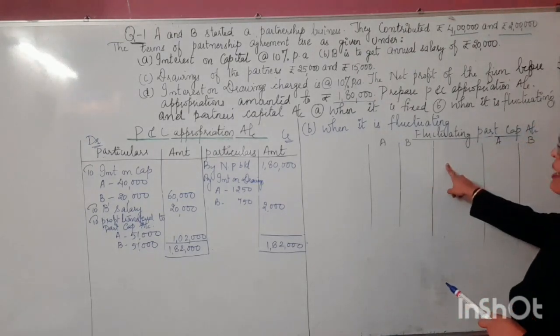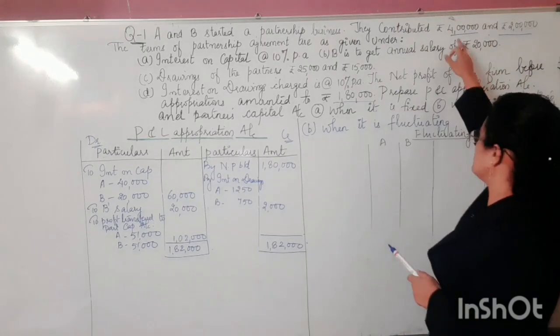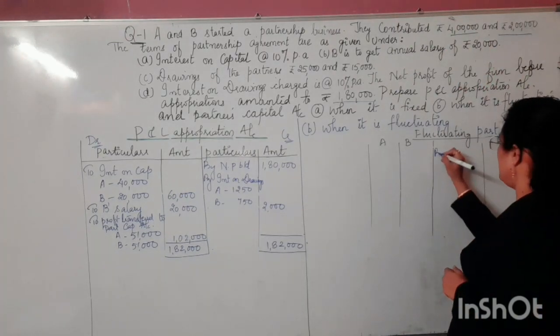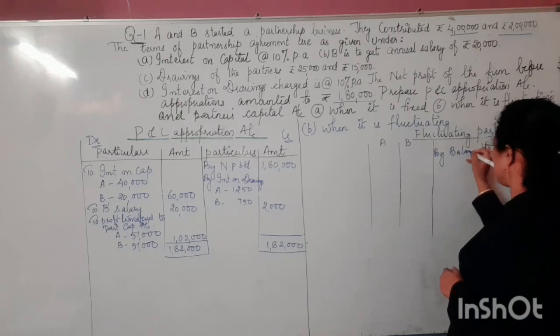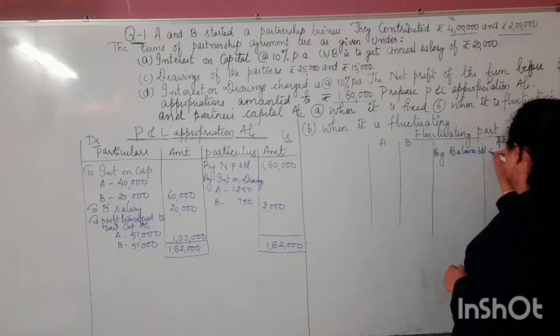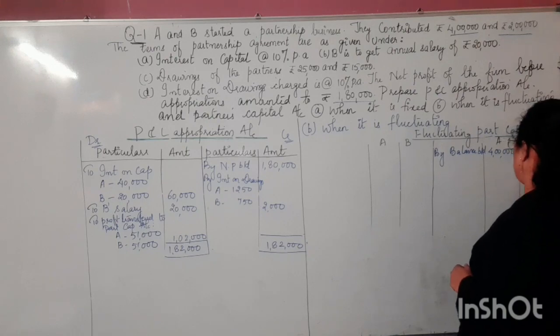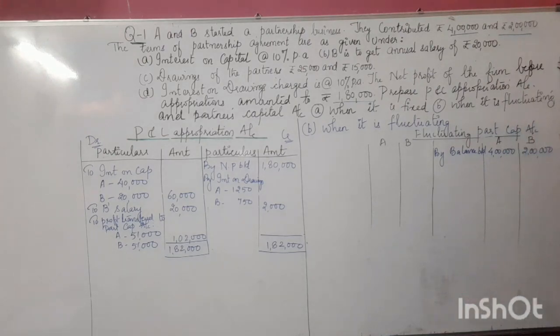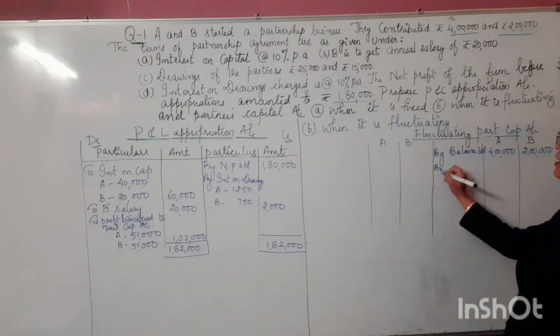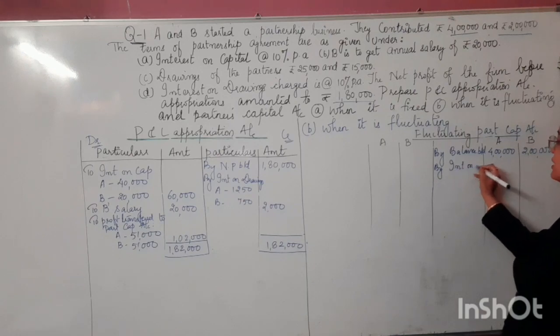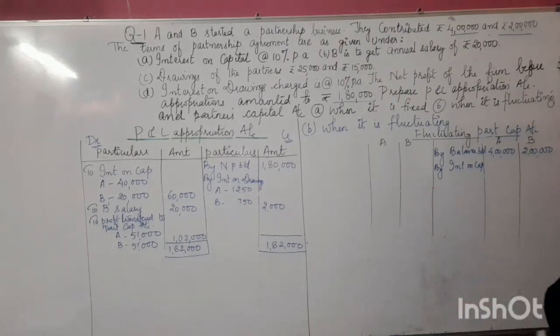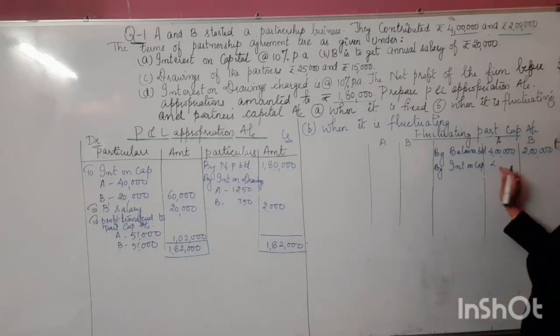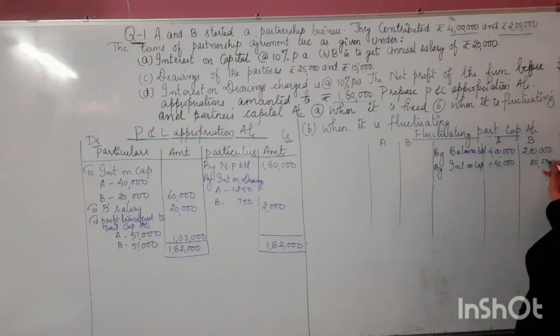So in the fluctuating partners capital account, the first item is balance brought down. Again, it's a partners capital account, it's a liability, so it starts on the credit side. A's balance brought down, that means A's capital, is 4 lakhs, and B's is 2 lakhs. Now the next, A and B are entitled to receive interest on capital. The interest on capital we have already calculated, and the same thing we will be using. For A, let me write it according to the place value, so it will help me to add it. That's the reason I have written 40,000 over here and 20,000.